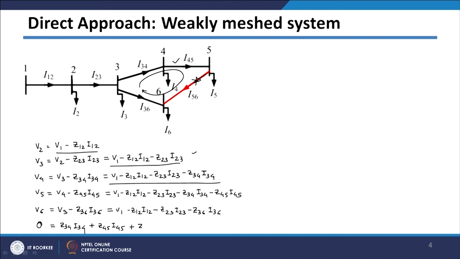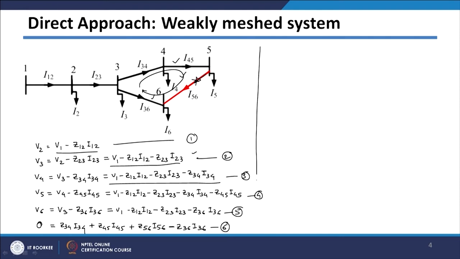So, it will be Z56 into I56, and then last is this branch. However, you can see that the current direction is opposite. So, here we need to put a minus sign, Z36 into I36. So, basically we applied KVL for this loop, and let us say this is your equation number 1, equation number 2, equation number 3, equation number 4, 5 and 6.